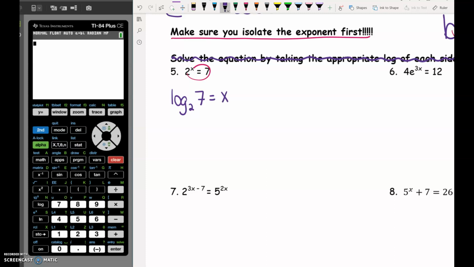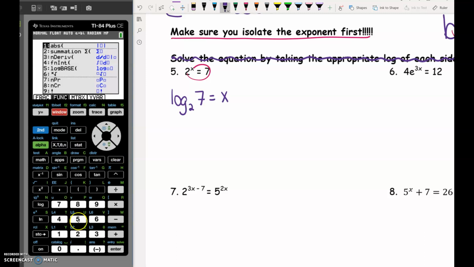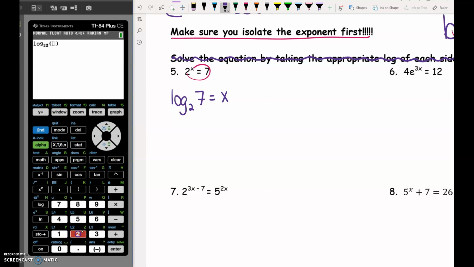Now, if you have a TI-84 calculator, you can do alpha window 5 to evaluate log base 2 of 7. Alpha window 5, you can type in log base 2 of 7 and get a decimal. So this answer is 2.807. They usually want you to round it to 3 places after the decimal.